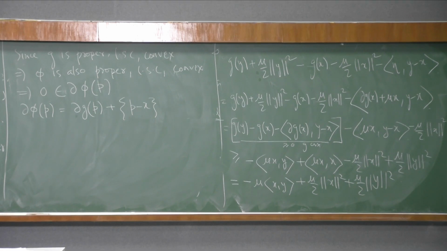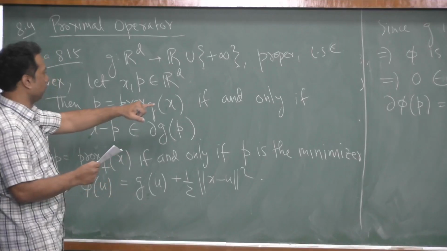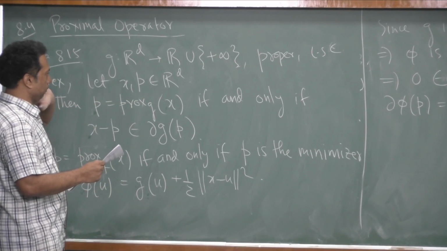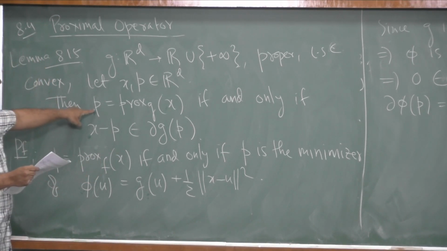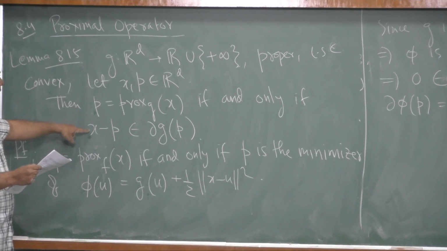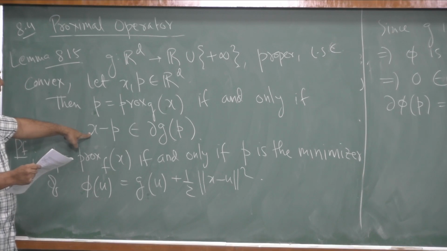So I guess we are very close to what we wanted to prove. How do we relate to it, right? So what we are supposed to prove is this, right? If p is the minimizer, then x minus p must belong to the subdifferential of g at p.